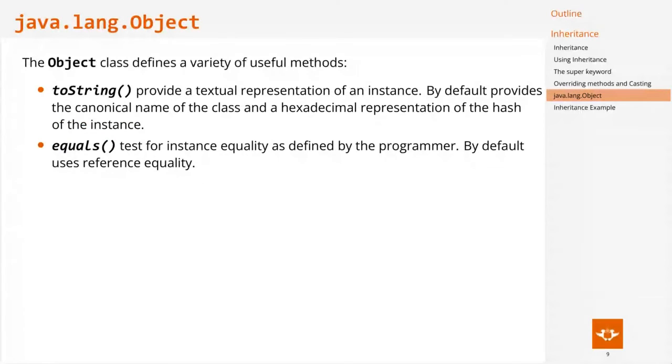Now for java.lang.Object, there are a lot of methods. And again, if you want to see all the methods that are available in java.lang.Object, you can look at the Java documentation for it. The two that I want to point out now are toString and equals. toString provides a textual representation of a class. The implementation in the Object class tells us the canonical name, which is the full name, so package name and class name. Then it shows the @ symbol and then a hash code. That hash is a hexadecimal representation of the hash of the class.